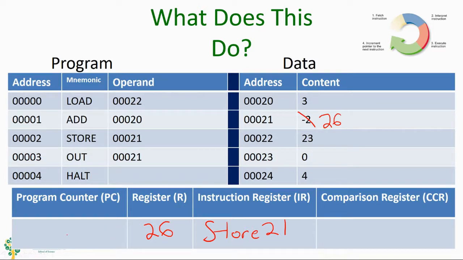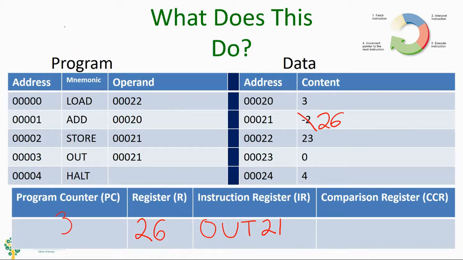So we're going to go to instruction number 3, and we're going to fetch instruction 3. So we need to get rid of what's in there, and we're going to fetch it. So, out 21. And what that means is we're going to take the contents of address 21, which is the value 26, and display it on the screen.